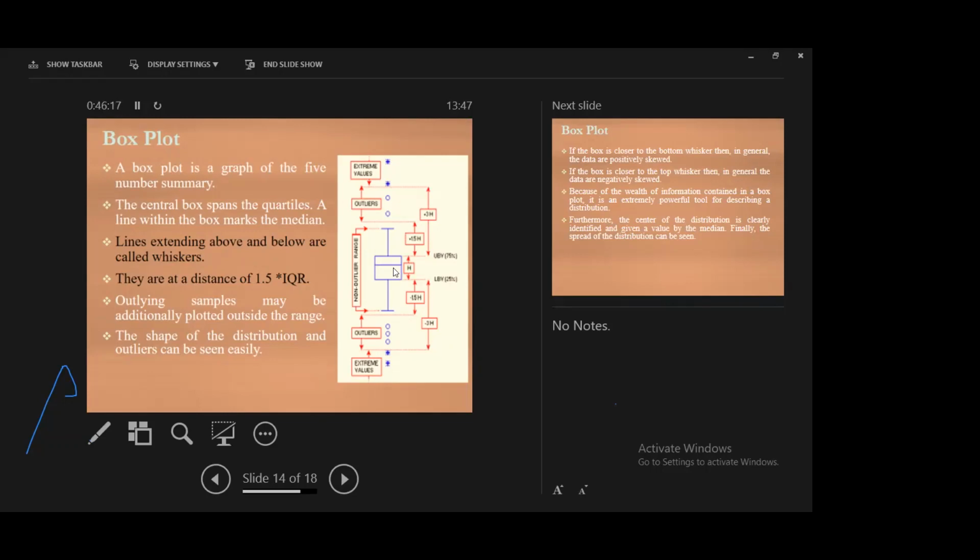Now when you plot this kind of a box plot, then those extreme observations, those observations like 200 के जैसी, they are called extreme observations.